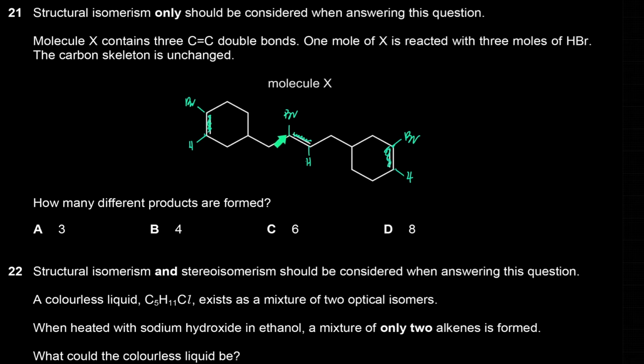Whereas in the other case, the Br was here and the H was here, and the Br was here and the H was here. So we just switched the HBr, okay, in both of these. So the answer that we have over here is B. Okay, there are 4 different possibilities.